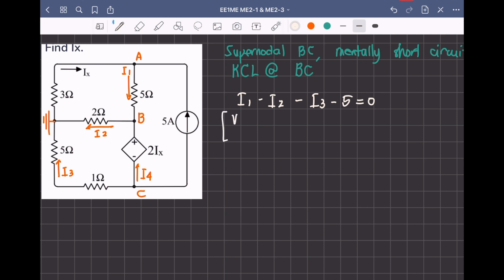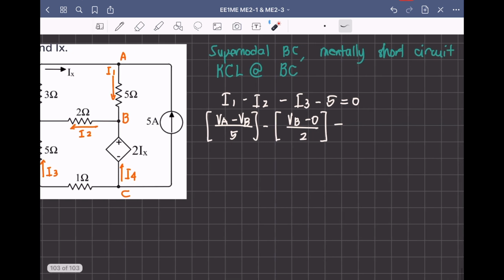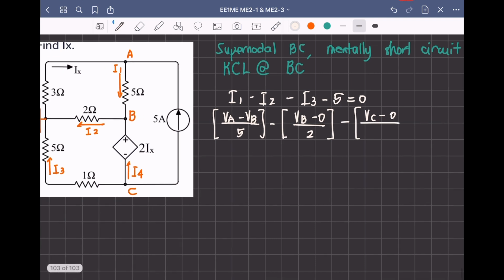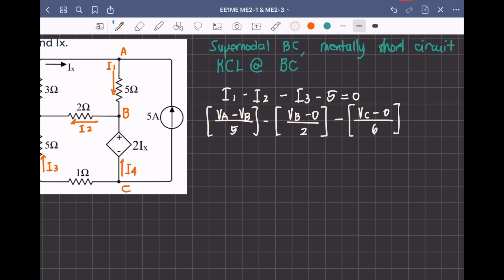So, that is VA minus VB all over 5 ohms minus I2. For I2, that's B to ground, so that's VB minus 0 all over 2 ohms. Okay, minus I3. I3 is from C to ground, so that is VC minus 0 all over, diba? Add natin yung resistances na dinaanan. So, 5 plus 1, that is 6 ohms. Okay? Tapos, transpose ko na yung constant ko sa right para hindi ko na makalimutan as positive 5.